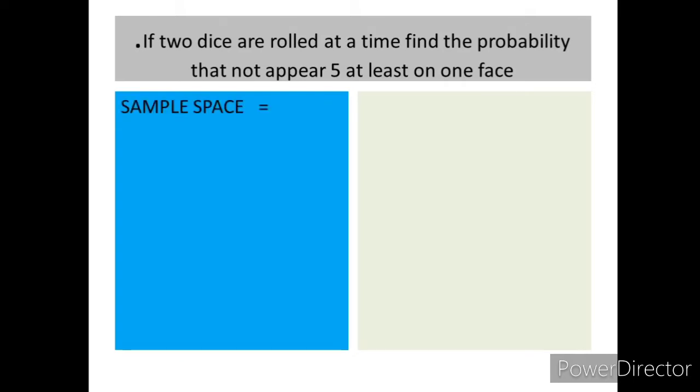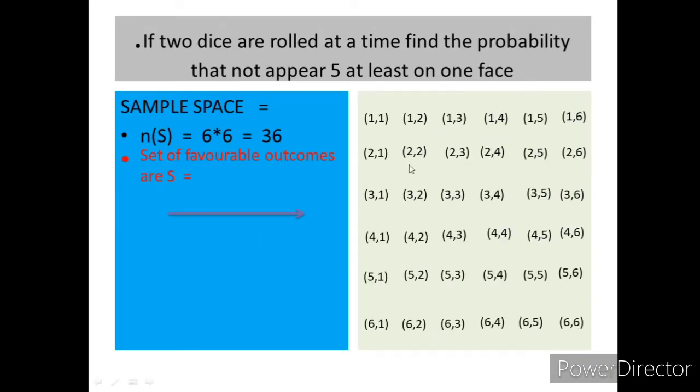First of all, you write down the sample space. Thereafter, write down n(S). Thereafter, write down the set of favorable outcomes. So, how can you identify the set of favorable outcomes? We can identify the set of favorable outcomes from the sample space. This is the sample space.